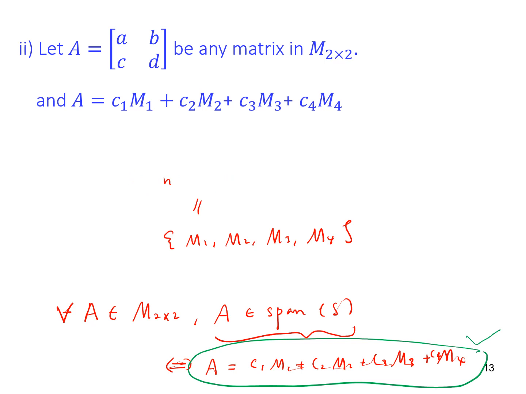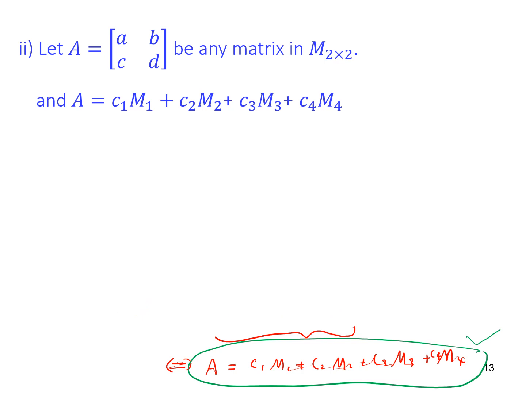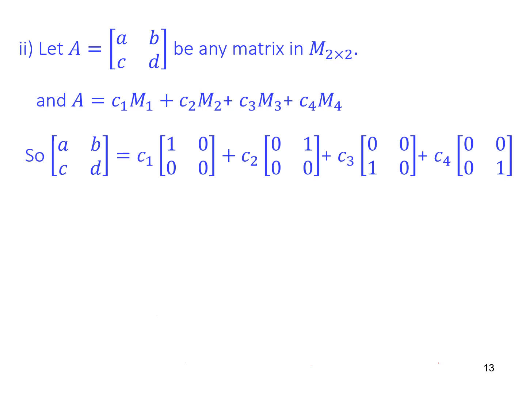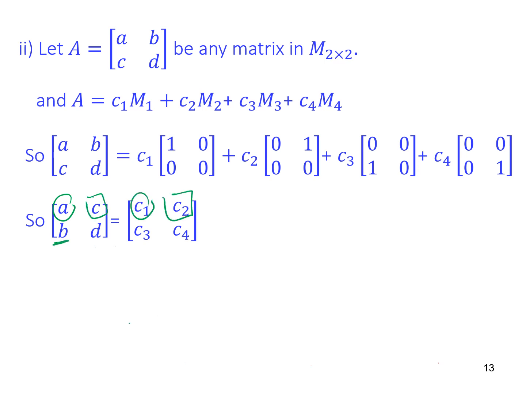To do that, we substitute the values of the matrices M1 up to M4. We do the operations, and we end up with this equation of matrices, and then we compare every component: component 1, component 2, component 3, and component 4. And then we have found that C1 is a, C2 is b, C3 is c, and C4 is d.